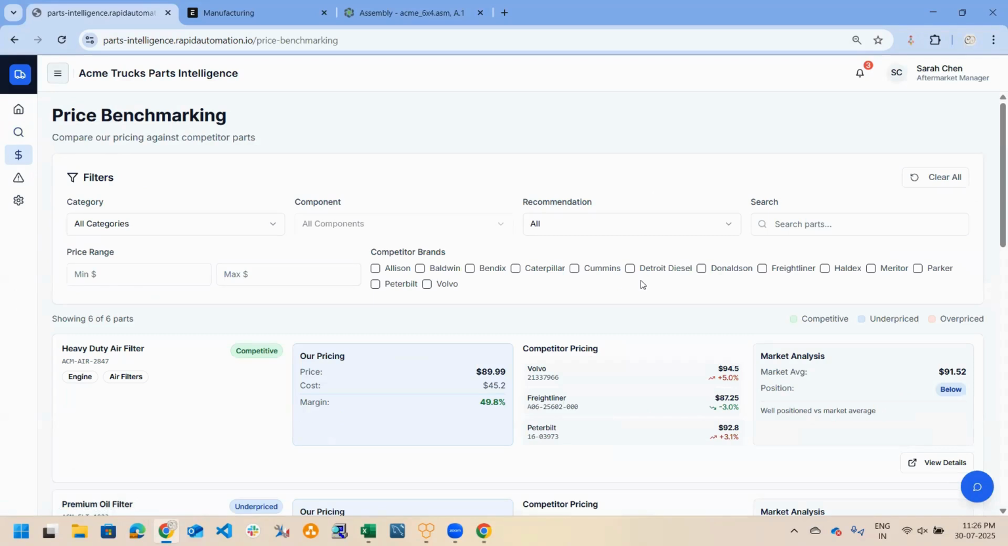Choosing the tool from the left-hand toolbar, I move into the price benchmarking screen. The price benchmarking screen gives me competitive pricing feedback on, for example, the heavy-duty air filter that I'm now looking to review on behalf of the marketing team. It gives me pricing for a number of competitors.